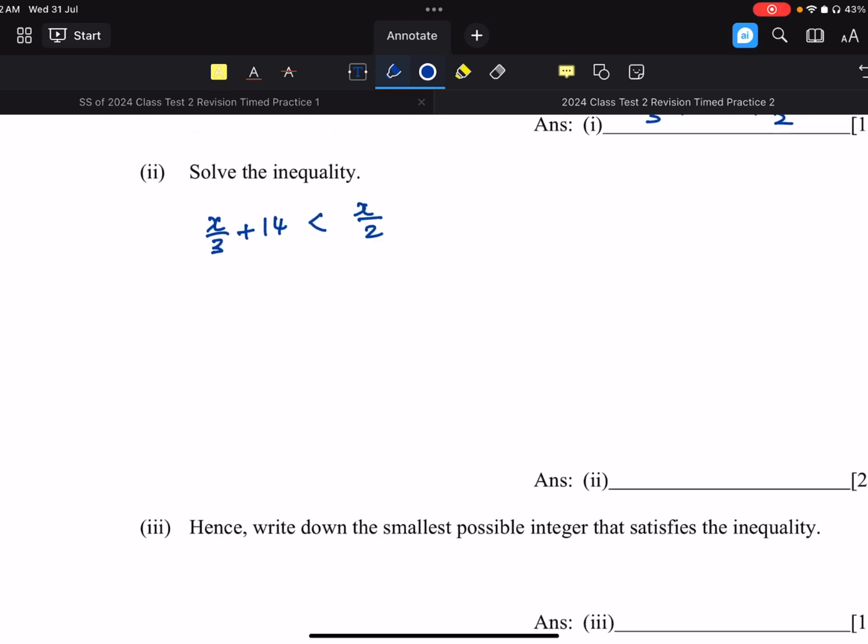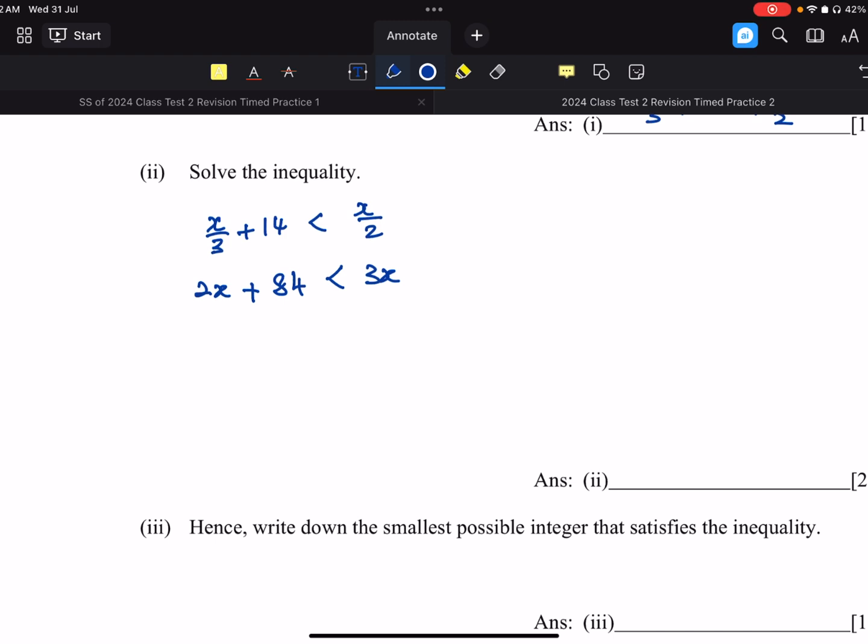So what happened is we have x over 3 plus 14 is less than x over 2. Okay, so what we can do is multiply everything by 6. Why 6? Because 6 is the LCM of 3 and 2, right? So I multiply by 6, I will have 2x plus 84, right, is less than 3x.